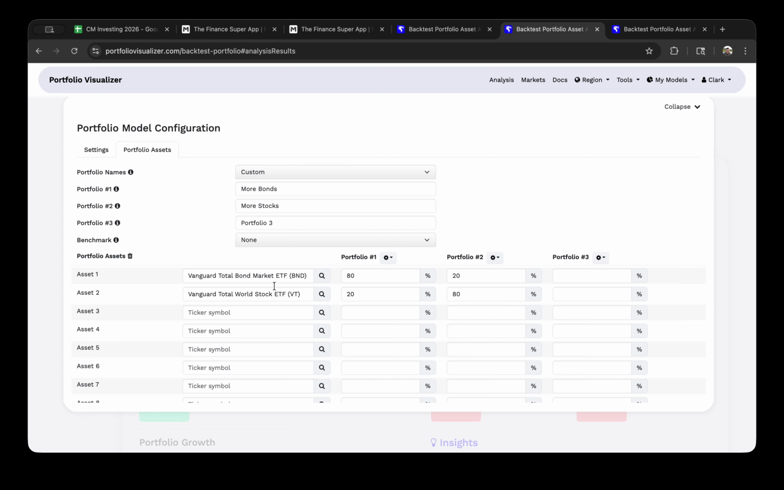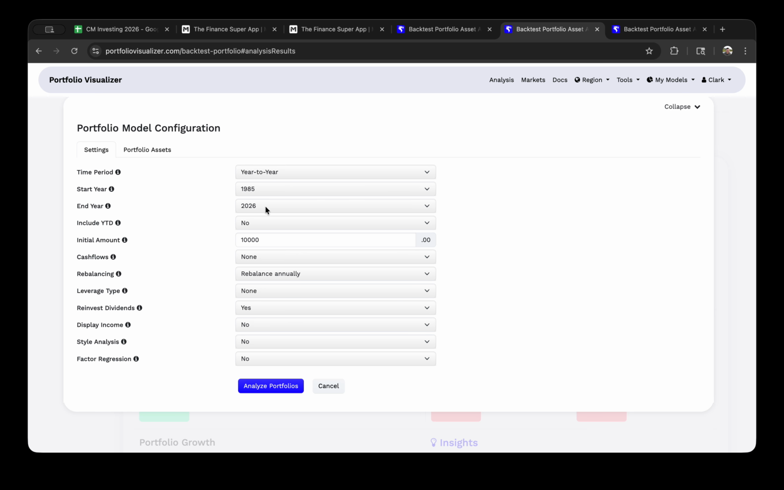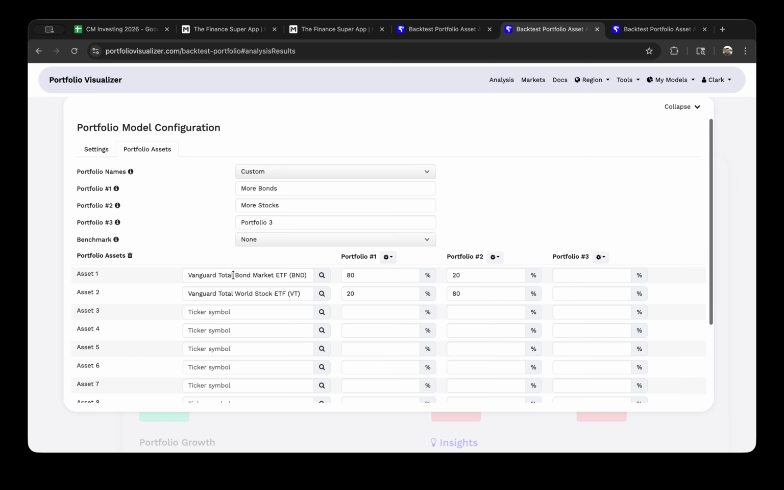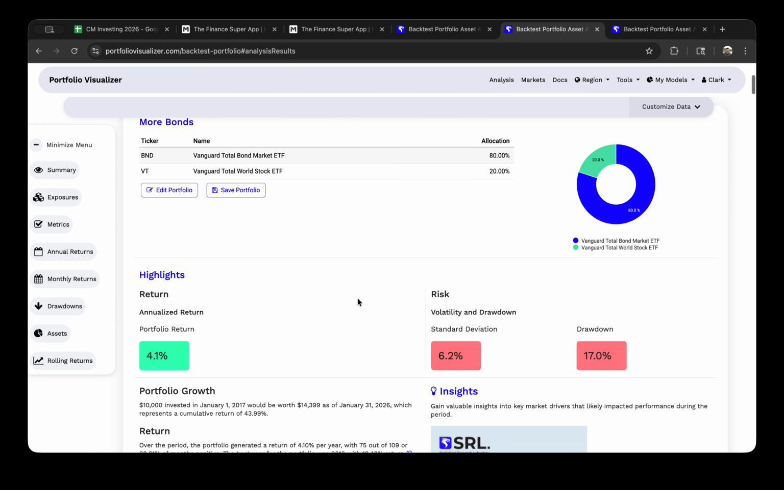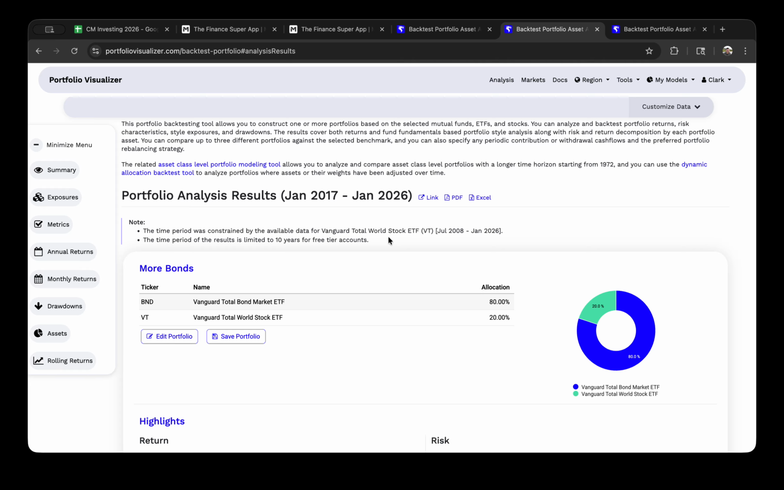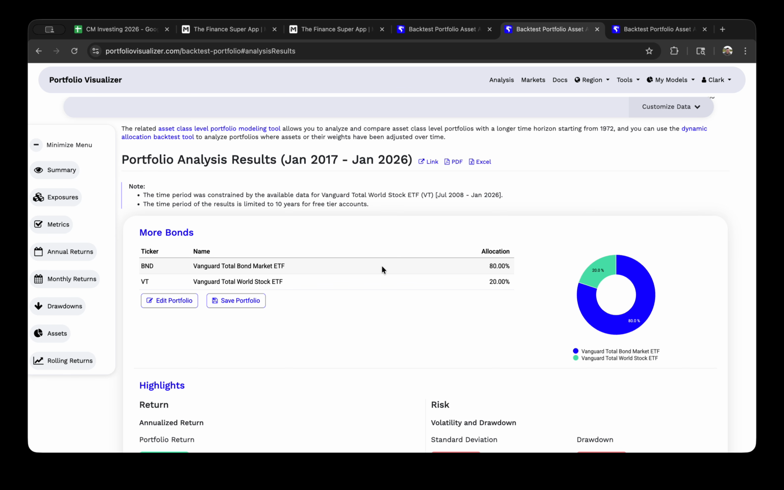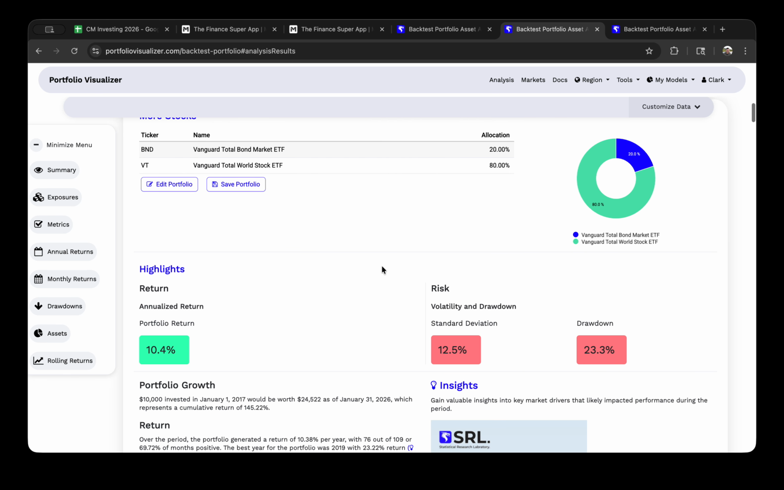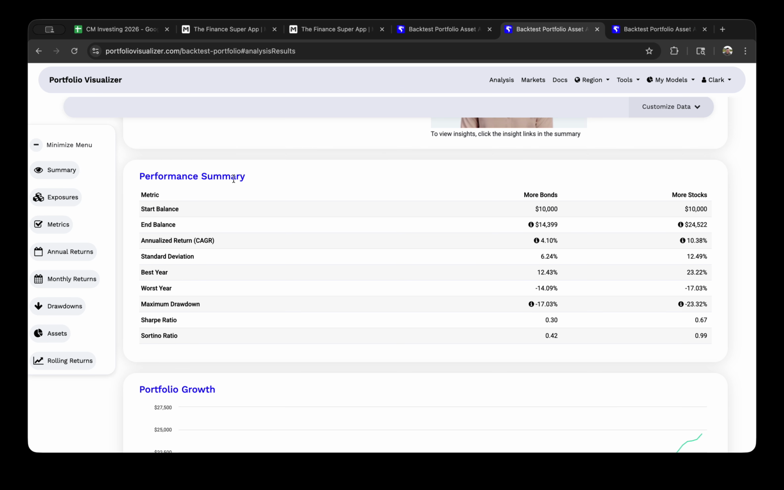So you can see I looked up those two funds that they're using. Portfolio 1, more bonds, has 80% bonds, 20% stocks. Portfolio 2, 20% bonds, 80% stocks. And then there's different settings you can look at in here. So let's say we're starting off with $10,000, and then hit Analyze Portfolios. And this gives you a ton of information about what happened from 2017 to 2026, the last 10 years. Almost, right? So I usually like to scroll down to the performance summary right here.